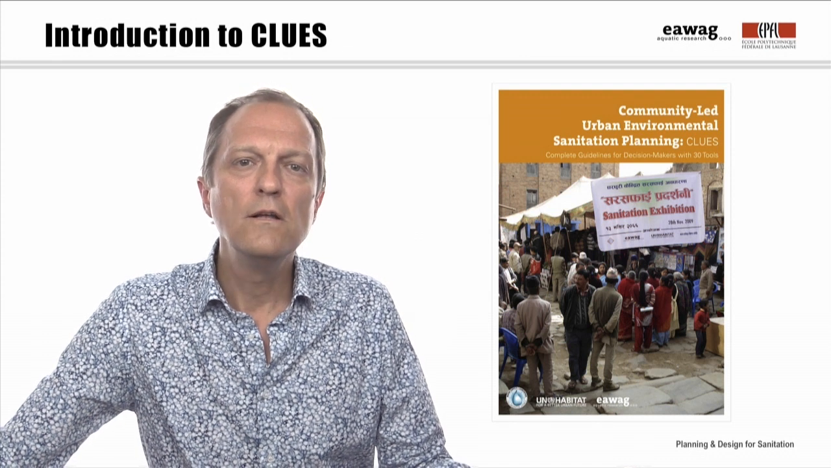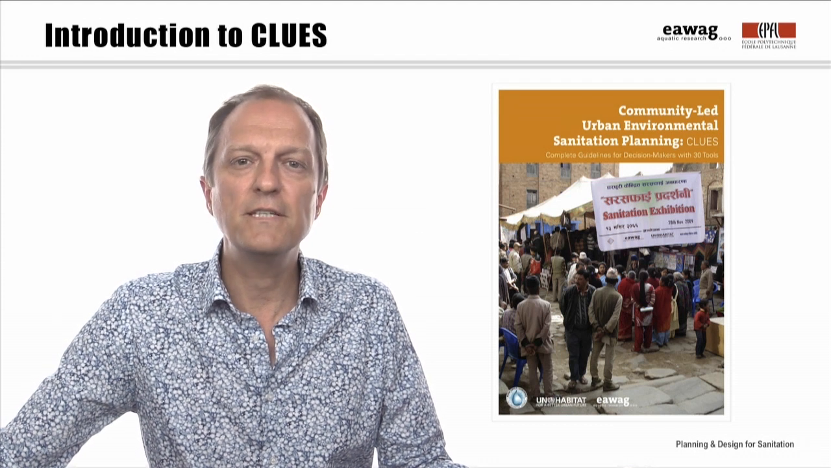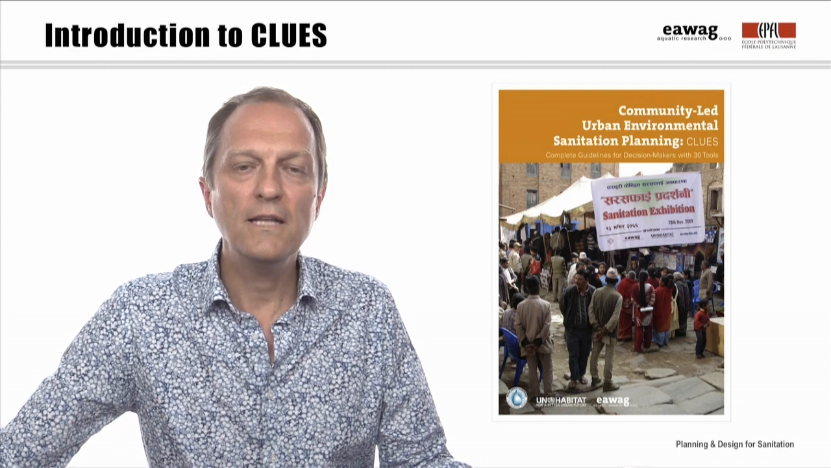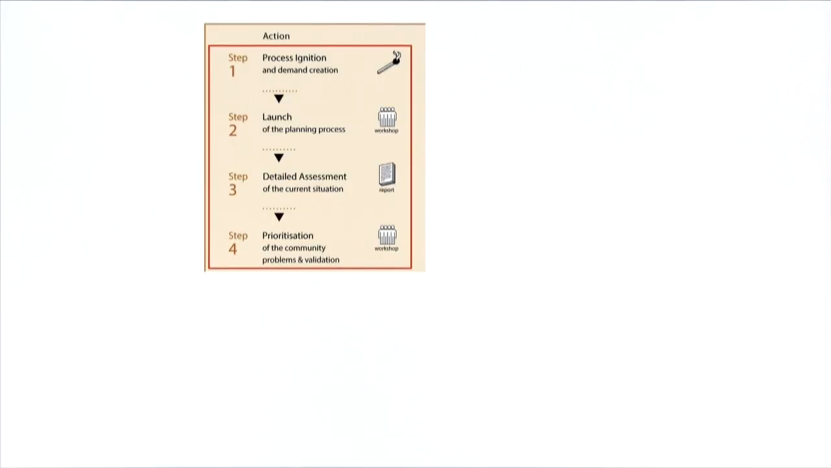At its core, CLUES is a pretty straightforward planning process that involves 7 distinct steps and 3 cross-cutting issues. Let's take a look first at the 7 planning steps. In the following, I will shortly go through the 6 planning steps of CLUES. Step 1 begins with process ignition and demand creation. This is where the community is mobilized and demand is created through a set of different tools.